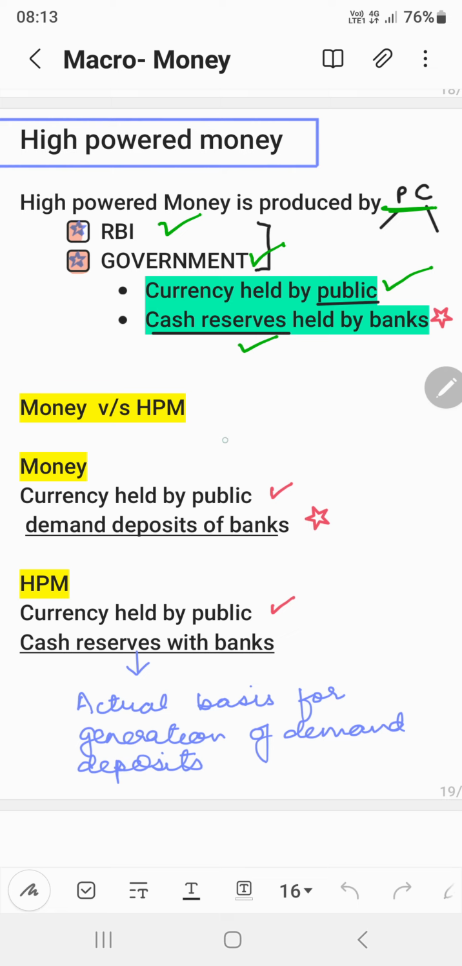So what is money then? Money, we have understood, is currency held by public and demand deposits of banks. So how is high powered money different from just money? The only difference between high powered money and money is that in case of high powered money it is cash reserves held by banks, and in case of money it is demand deposits of banks. So talking about what makes money high powered, it is the cash reserves with the banks which become the actual basis for generation of demand deposits. That's why money becomes high powered.